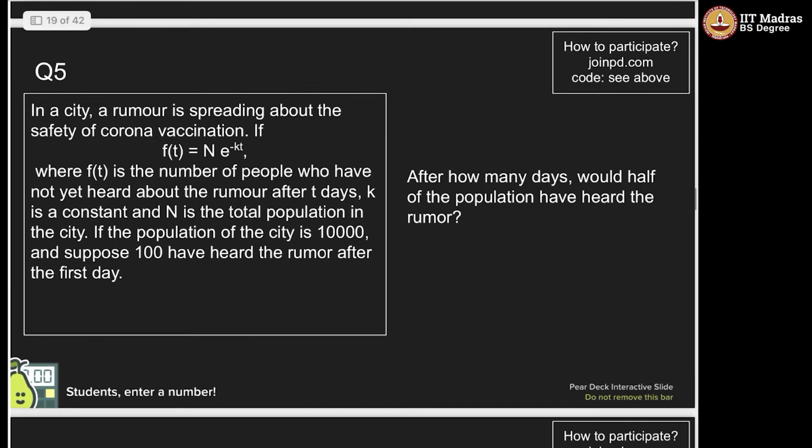Okay, let's check the fifth question. So what's given in the question? In a city, a rumor is spreading about the safety of corona vaccination. f(t) equals N e^(-kt), where f(t) is the number of people who have not yet heard about the rumor after t days, k is a constant and N is the total population in the city. If the population of the city is 10,000, that means N equals 10,000, right?